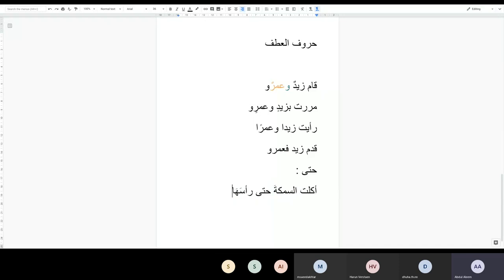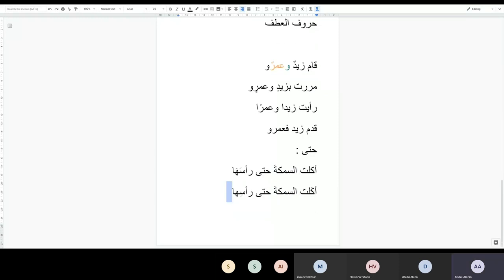But if I say akaltu samakata hatta ra'siha, now what's happening in the sentence? What is the meaning of this sentence? The second one. Akaltu samakata hatta ra'siha. How is the meaning different?